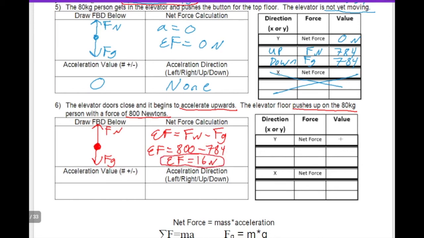So I'm going to go over here and fill in my chart. 16, up, down. Again, there's no x direction forces. The force pointed up is the force normal. The force pointed down is gravity. Normal was 800 and gravity was 784. Ugly 4.